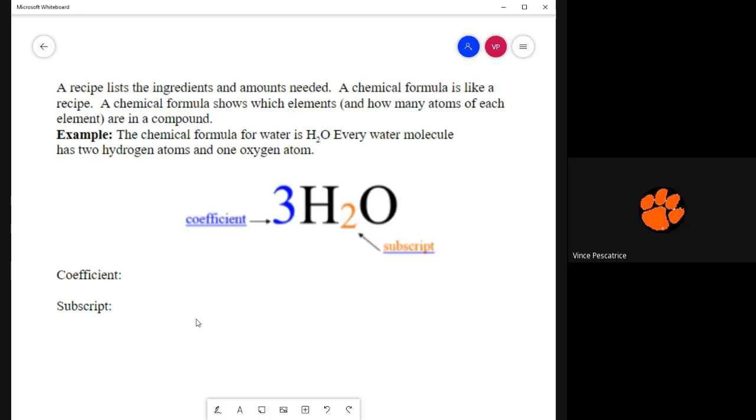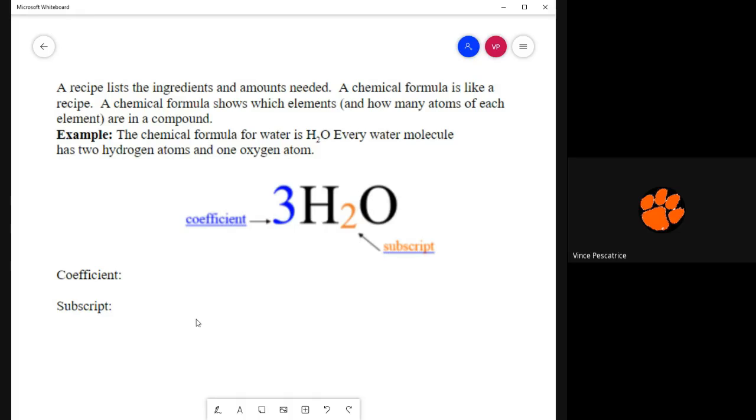When we read a formula, it reads like a recipe. Recipes tell you the ingredients and how much is needed to make it. A chemical formula is like that kind of recipe. It tells you how many atoms of each element there are.